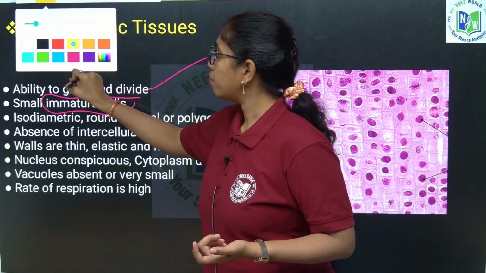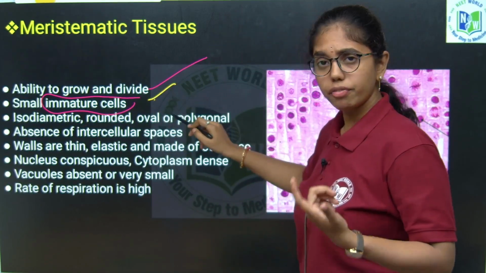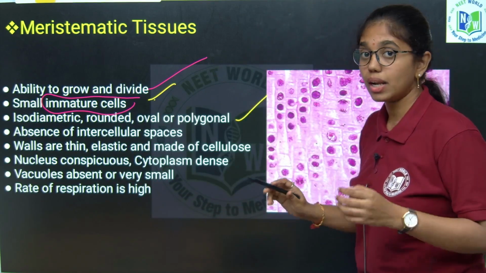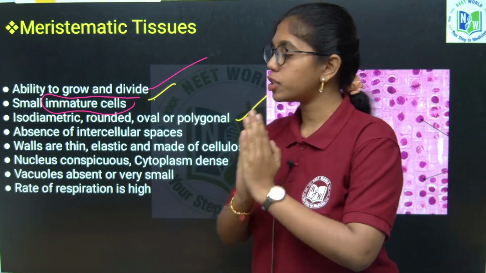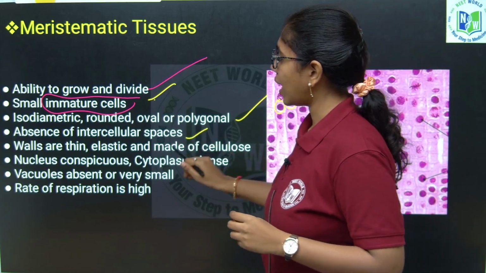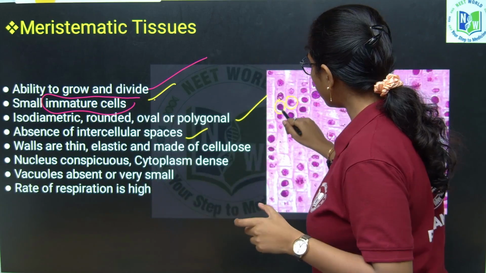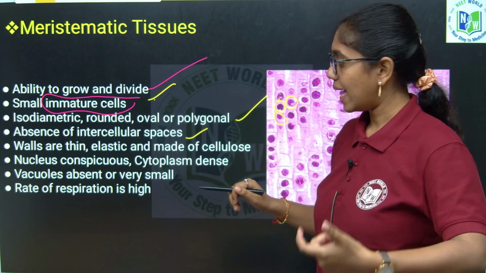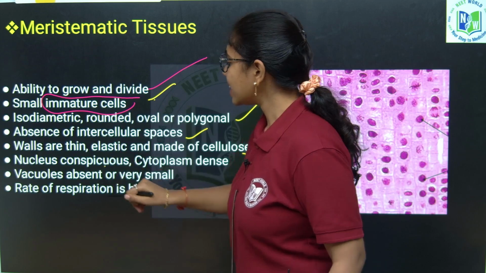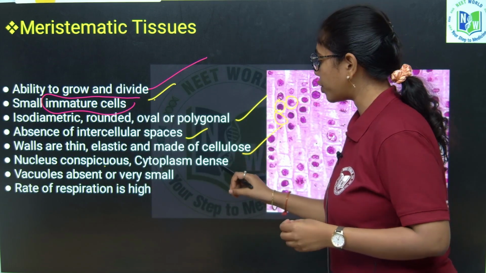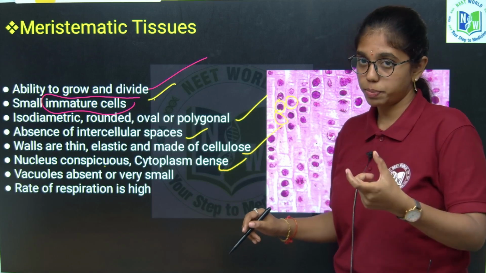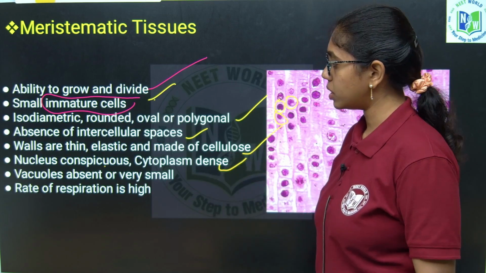These are immature cells. They are of different shapes like isodiametric, round, oval and polygonal, and there is no intercellular space between two cells. The walls of these cells are thin, elastic and made up of cellulose. As they are immature cells, the nucleus is conspicuous and the cytoplasm is dense.